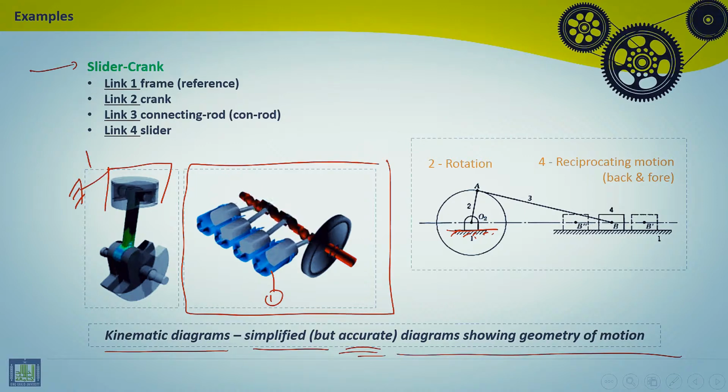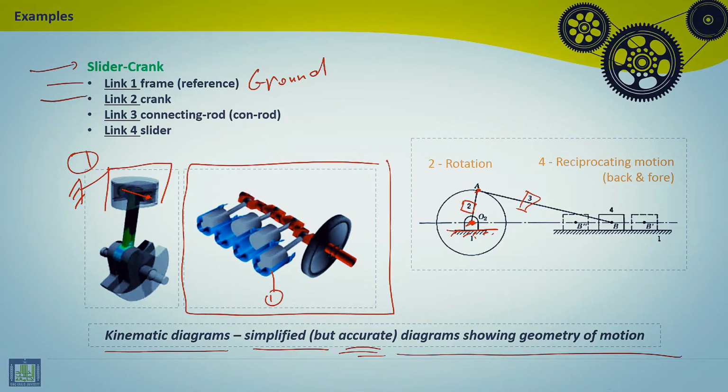Part number 1, joined with a revolute with part number 2. It is the piston. Here we have a revolute. Okay. Part number 2 or link number 2 is joined with link number 3, also with a revolute. So number 1 is the ground. Number 2 is the crank. Number 3 is the connecting rod.